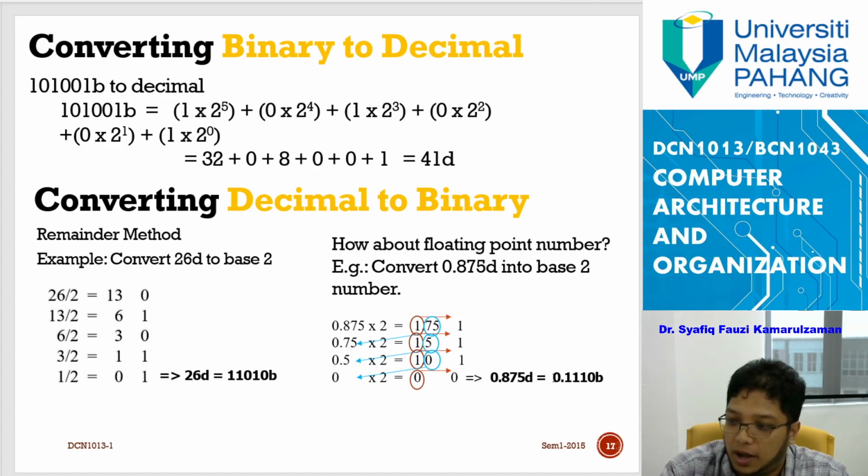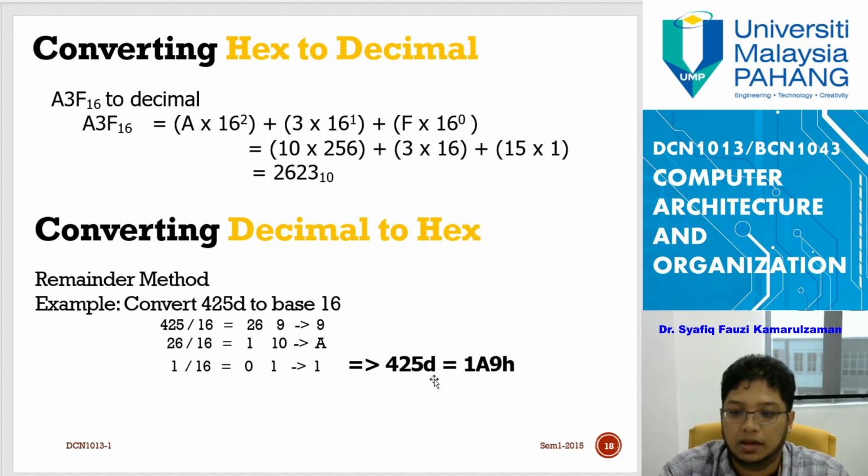Okay, pull out the 1, the next one, and then you push down the 0.5. Okay, and then you times 2, you got 1. Okay, push out the 1 and pull down the 0. And at the end, you got 0, which is the end of the binary. So the binary in this case you got is 0.1110.